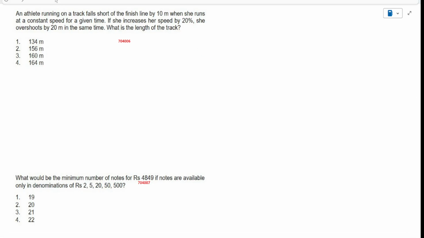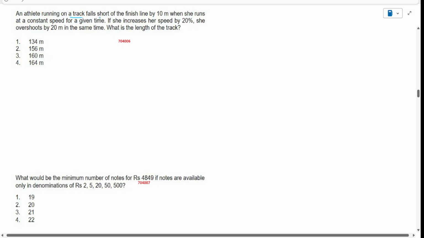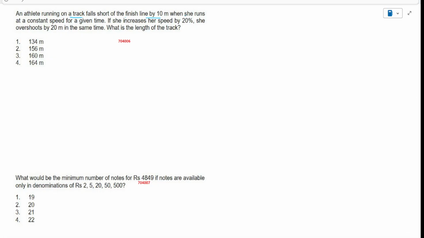This question says that an athlete running at a track falls short of the finish line by 10 meters when she runs at a constant speed for a given time. If she increases her speed by 20%, then she overshoots by 10 meters in the same time. What is the length of the track? That means suppose this is the length of the track, from A to B. This is the length of the track.